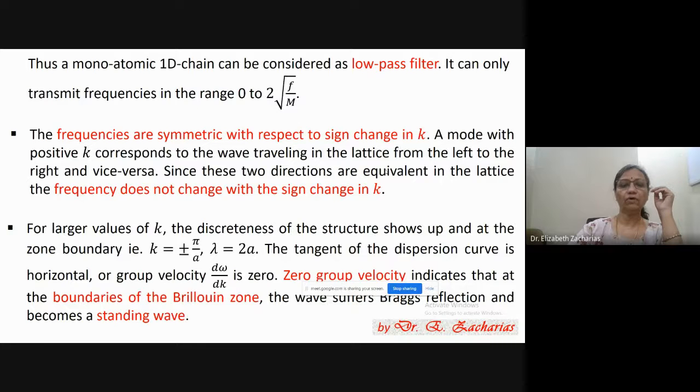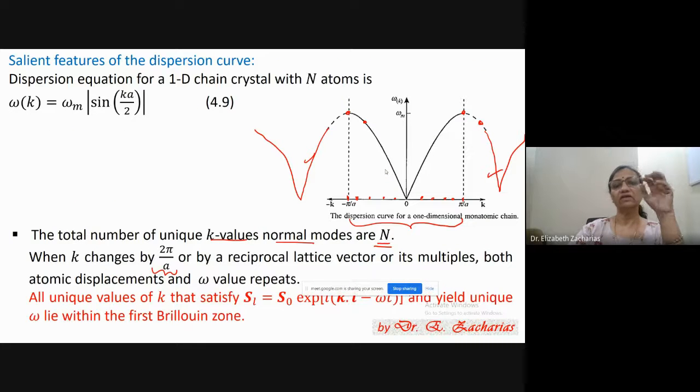And what we'll do in the next class is I will start from this point and discuss the salient features of the dispersion curve for a monoatomic one-dimensional crystal chain. Okay, so with this we stop the class for the day.